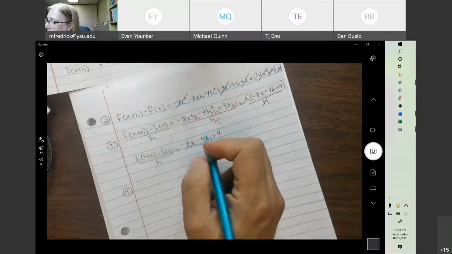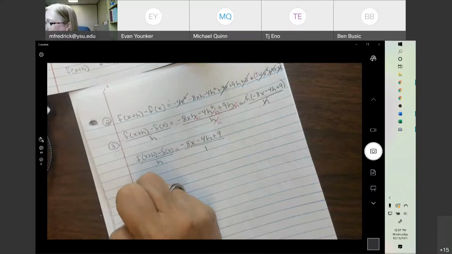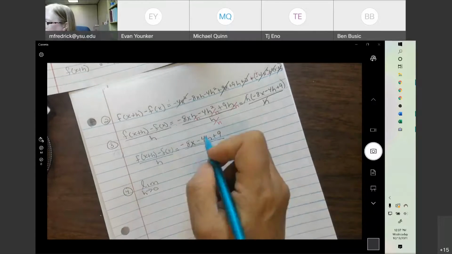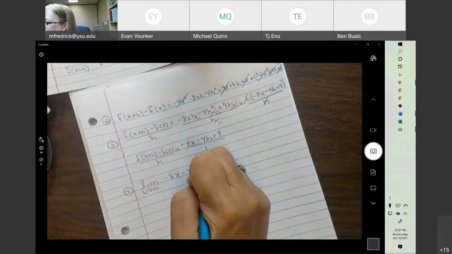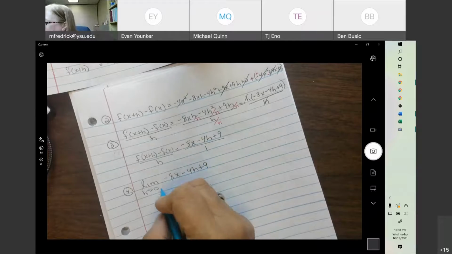The next step, we take the limit. The limit as h approaches 0 of negative 8x minus 4h plus 9. Plug in the 0.